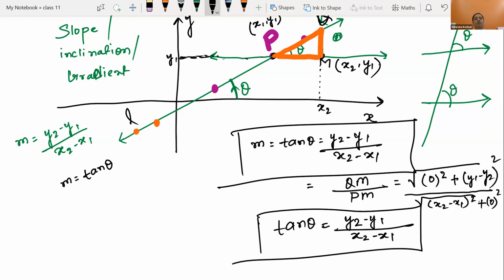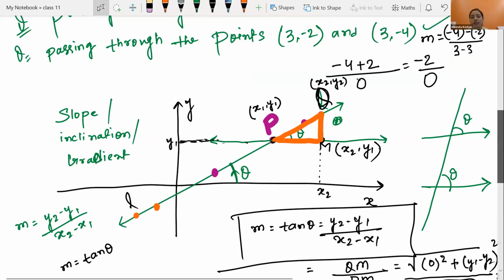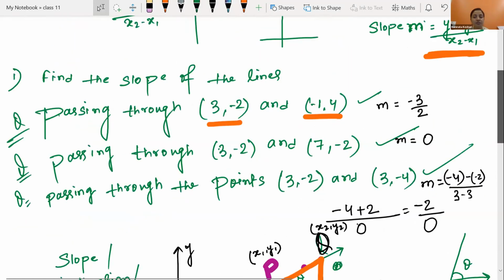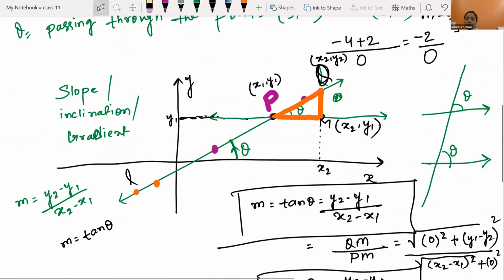Yes, ma'am. That's why we are using this formula for finding the slope. We have only discussed this much, and apart from that, we have discussed the previous things: the section formula, the midpoint formula and all. So let's see the first question. Find the slope of a line passing through these 2 points. If we locate these 2 points, 3 comma minus 2 and minus 1 comma 4, let's see how the line will look.